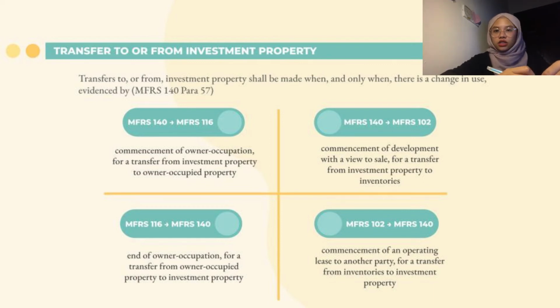First, transfer from MFRS 140 investment property to PPE, MFRS 116, occurs when there is commencement of owner occupation. For example, the building we rented out, now we want to use for an administrative office. So there's a change in the use of the building from investment property we rented out to now PPE, owner occupied property.